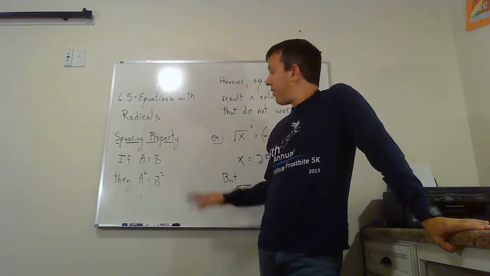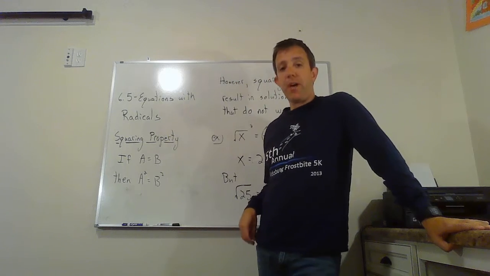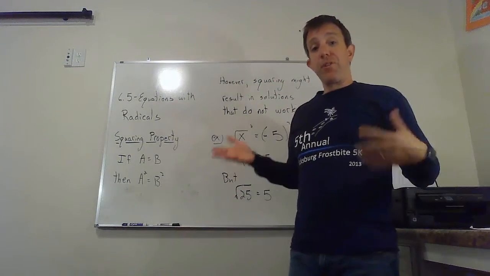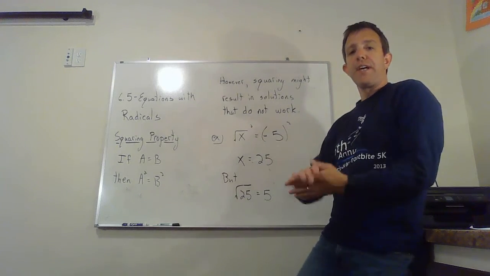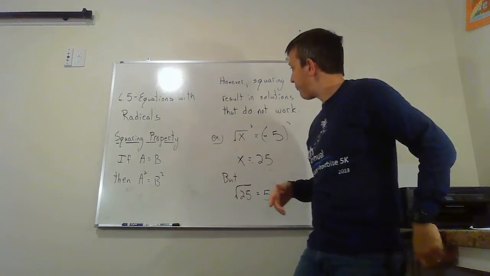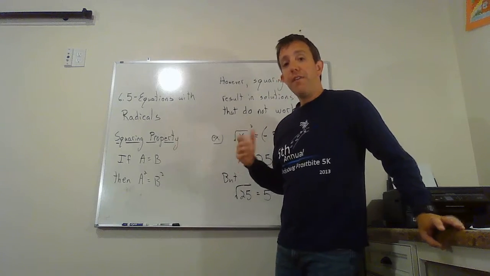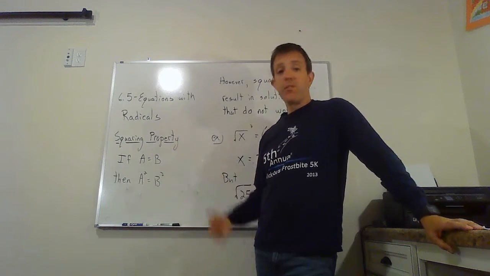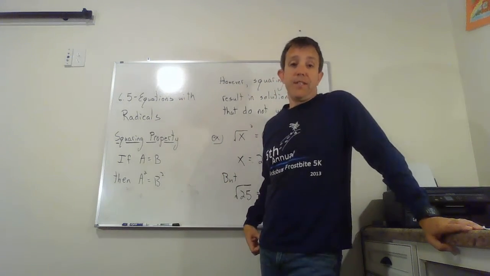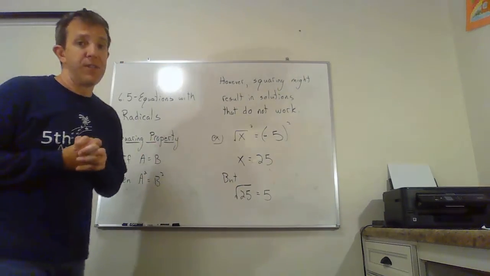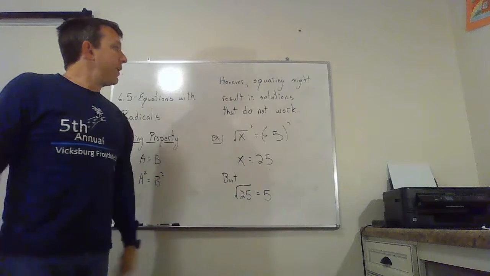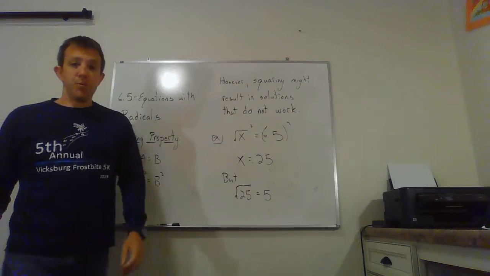So to do this, we're going to work with something called the squaring property. Now this will also work with third powers and fifth powers, but right now we're going to look specifically at the squaring property. And it just says this: if a and b are equal to each other, then so are a squared and b squared. And that seems perfectly reasonable to me, but there is a catch. Squaring might result in solutions that do not work.